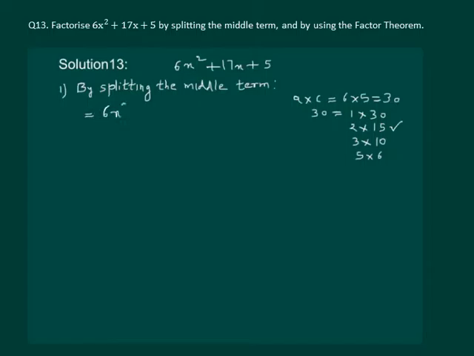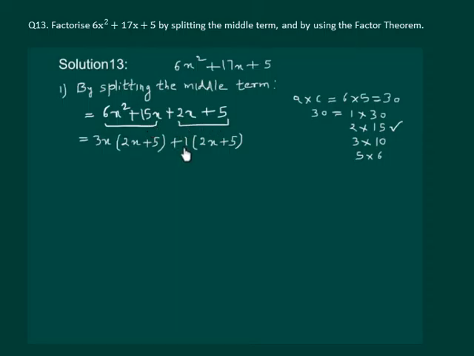We get 6x square plus 15x plus 2x plus 5. Group them into 2's. Taking out 3x common from the first two terms and plus 1 common from 2x plus 5. This can be written as 2x plus 5 into 3x plus 1, and they are the required factors.